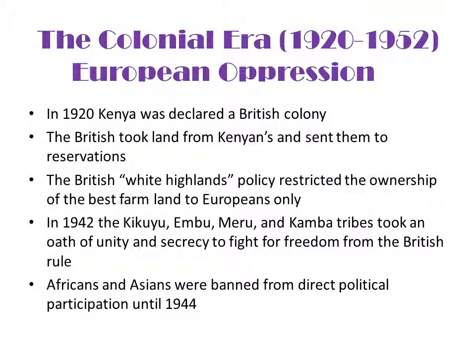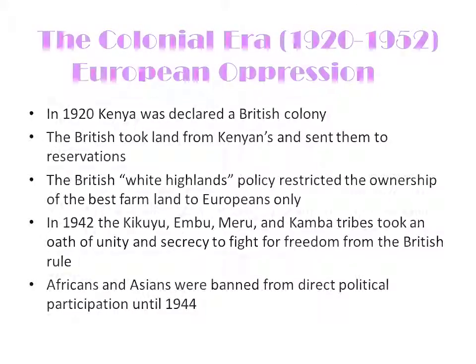In 1942, the Kikuyu, Embu, Meru, and Kamba tribes took an oath of unity and secrecy to fight for freedom from the British rule. Africans and Asians were banned from direct political participation until 1944.